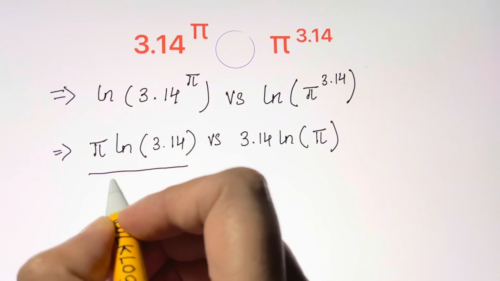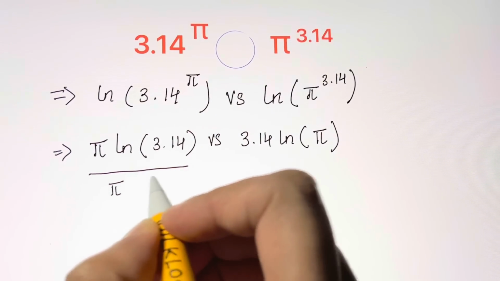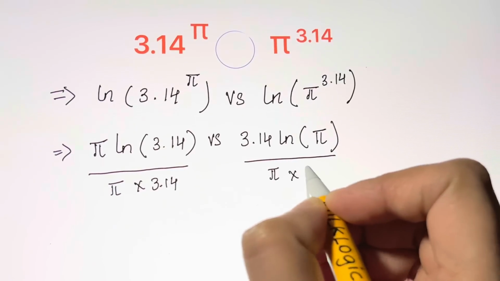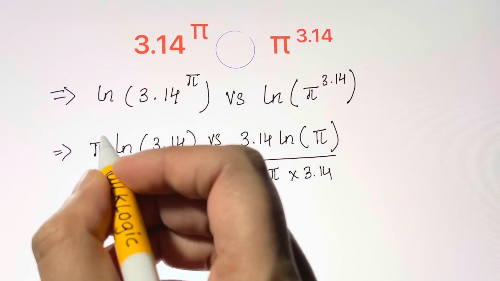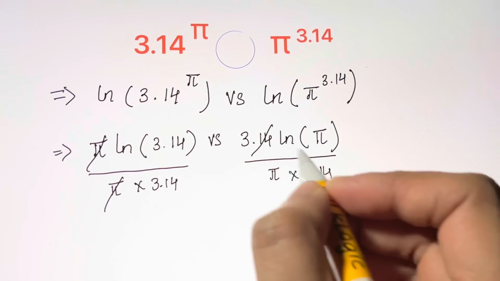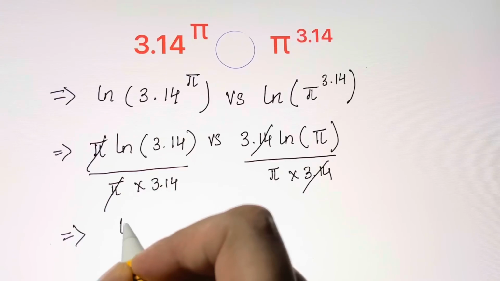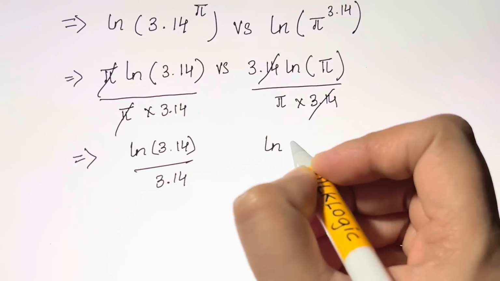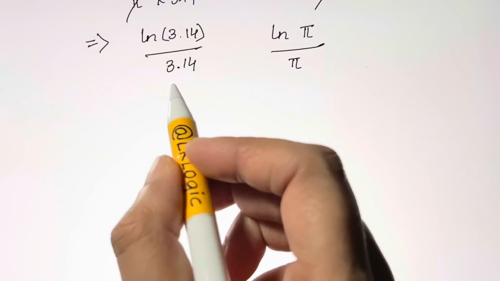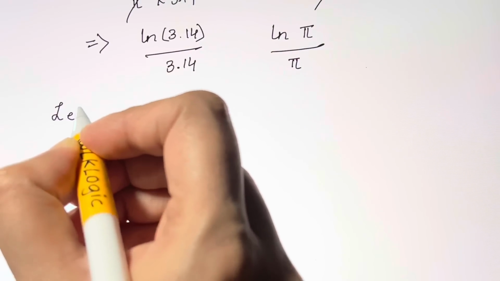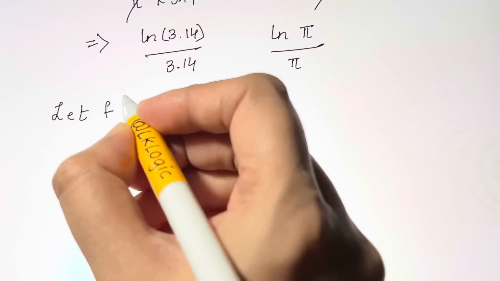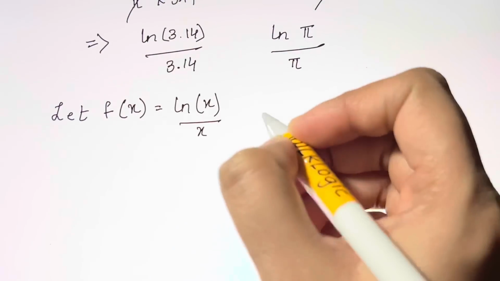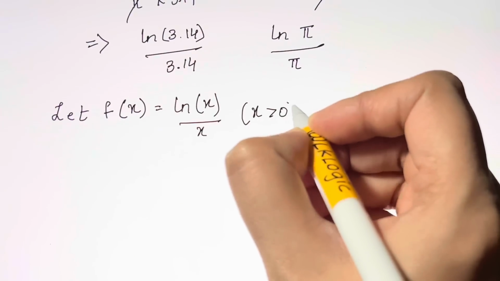Now what are we going to do? We are going to divide both sides by pi times 3.14. So here pi and pi get cancelled, and here 3.14 and 3.14 get cancelled. I have natural log of 3.14 divided by 3.14 versus natural log of pi over pi. Now we are just going to let this be a function f of x, equal to natural log of x over x, where x has to be greater than 0.